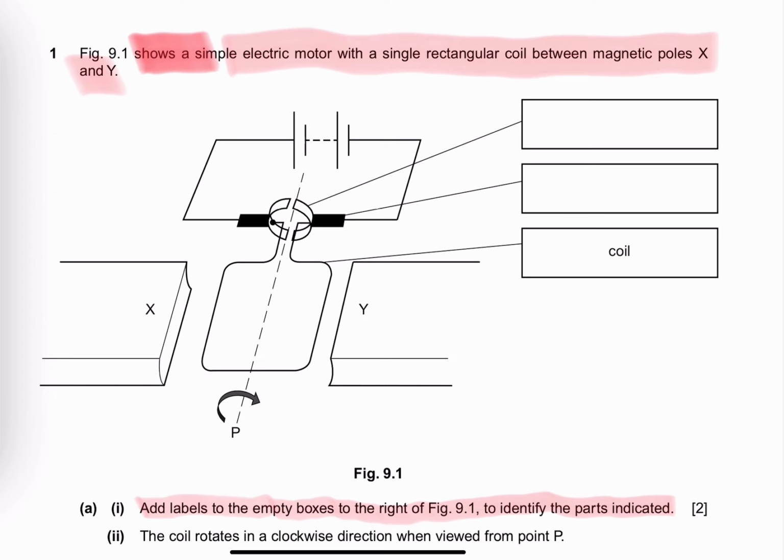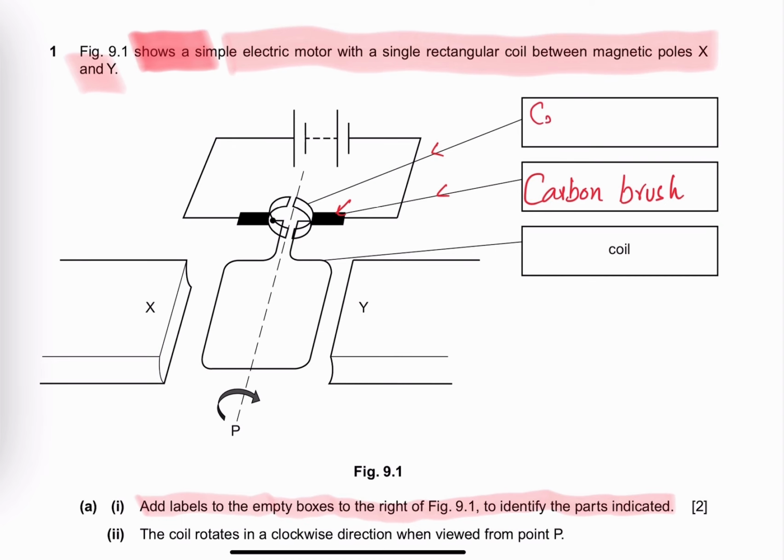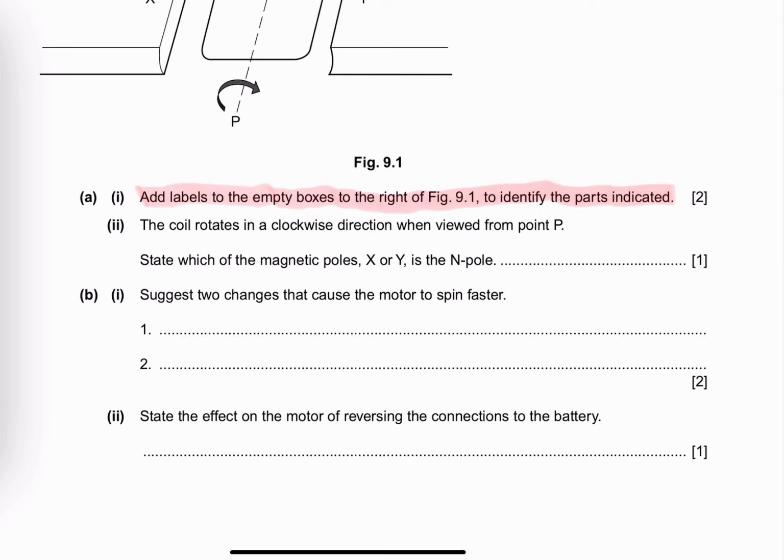So this part is basically a carbon brush, and this part is the upper part, that is the commutator, or you can say it split ring. Okay, in the second part, the coil rotates in clockwise direction when viewed from point P.